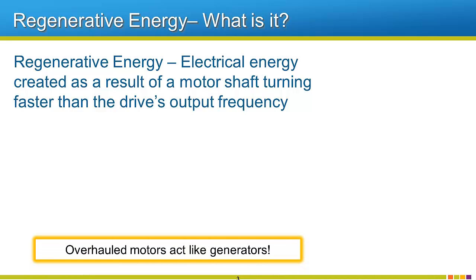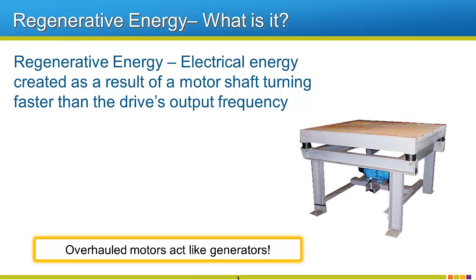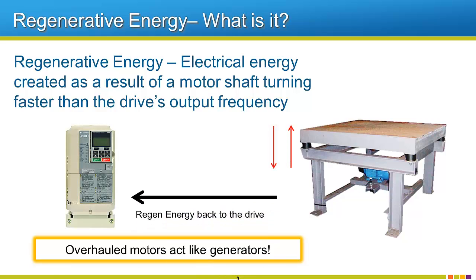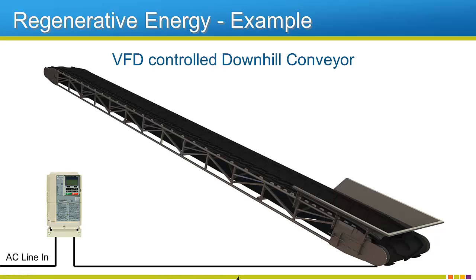A simple example would be a vibratory table. The rapid up-down motion of the table is a cyclic load and will cause regen to flow back into the drive. So why do we care if overhauled motors regenerate energy and put it back into the drive? What's the big problem? Well, let's look at a common application to further understand regen.